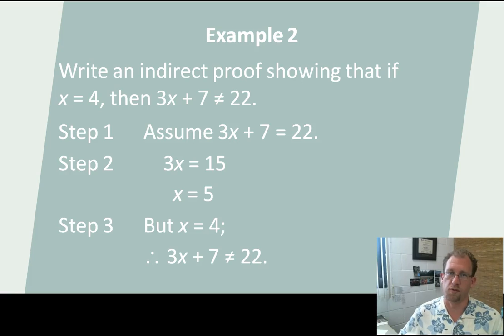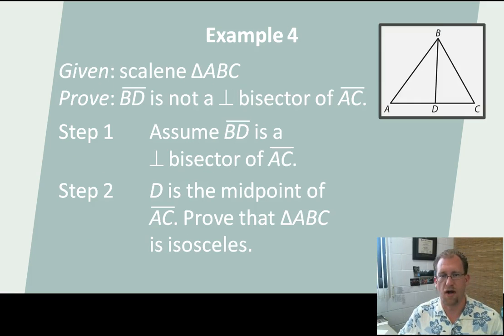Let's look at one real quick with geometry. If I have this triangle that is stated to be scalene, and I'm also told that BD is not a perpendicular bisector of AC, I want to prove that. So I'm going to assume that BD is a perpendicular bisector of AC. Then I'm going to show that, well, if that's true, then I have a right triangle and a right triangle, and BD is itself, and DA and DC must be congruent if it's a perpendicular bisector.